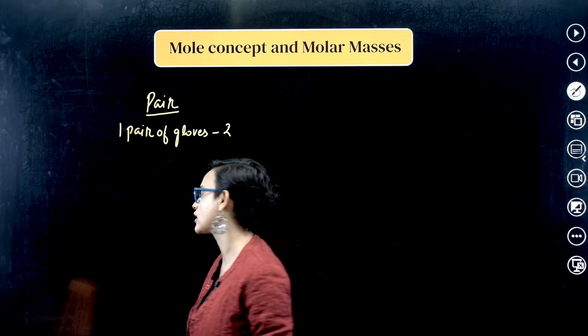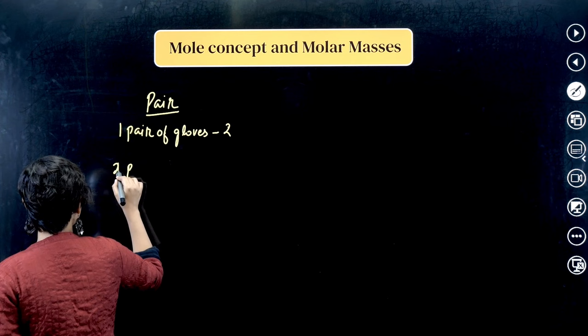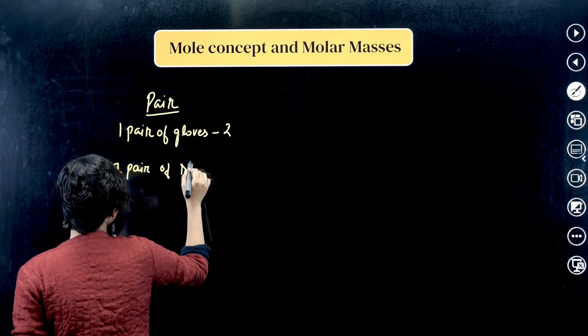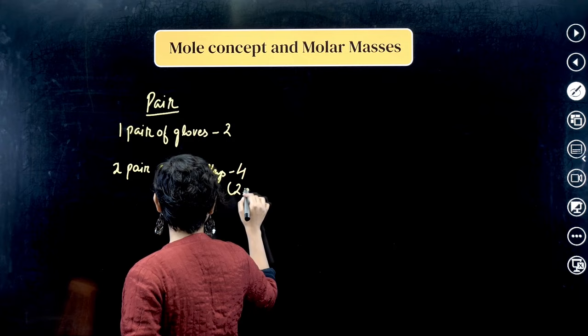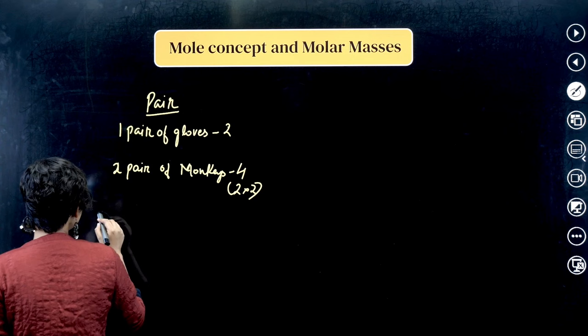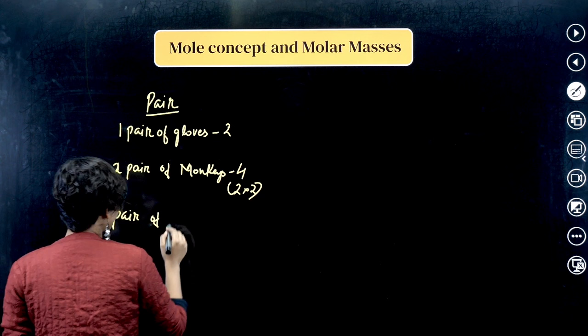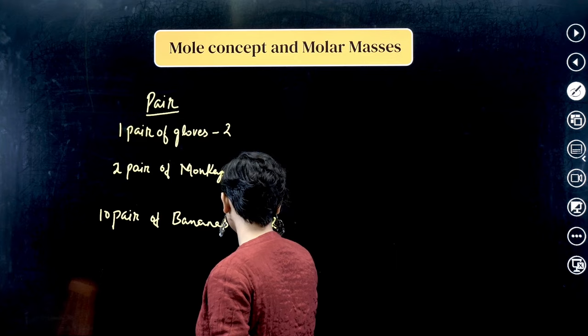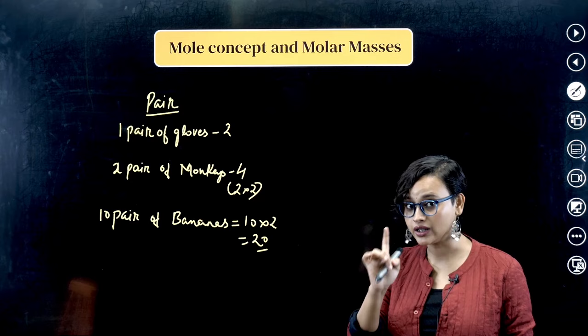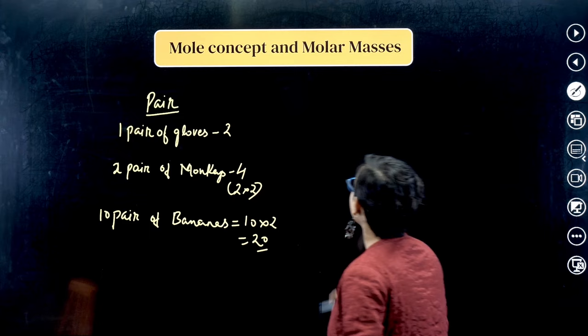Now let's say that there are two pairs of monkeys. What does it mean? That means there are four monkeys, basically 2 multiplied with 2. Now if I say that there are 10 pairs of bananas, that means 10 multiplied with 2, which is equal to 20. So the number of bananas is 20. Understood, awesome.